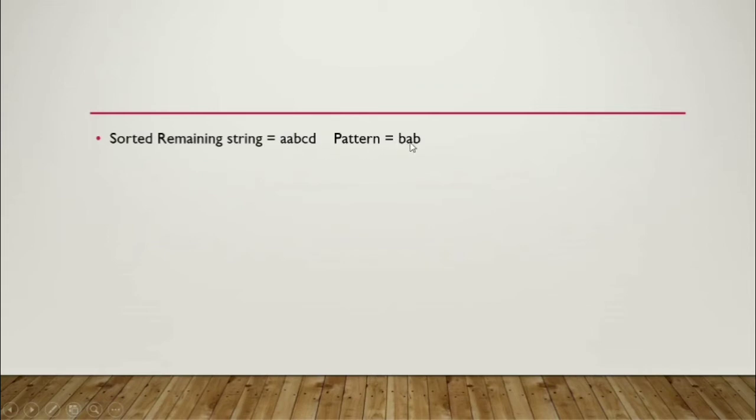And the pattern is BAB. We have to insert the pattern BAB into the sorted remaining string in such a way that the resulting string is lexicographically smallest. Now if we want a string to be lexicographically smallest, then when we insert the pattern into the sorted string, all the characters before the pattern should be less than or equal to the first character of the pattern, right? To understand this in a better way, let us consider an example.